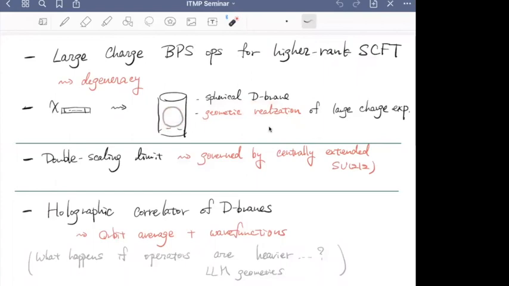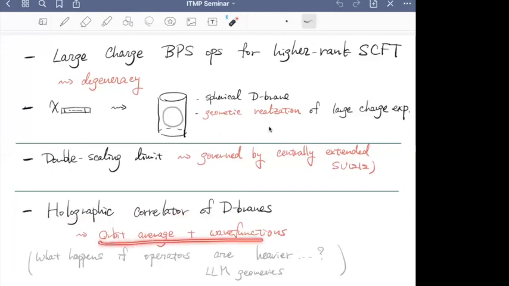Second, I talked about the double scaling limit, and I explained that the double scaling limit of superconformal field theory is governed by some centrally extended SU(2|2) symmetry, which also shows up in N equals 4 super Yang-Mills in the Penrose limit. And finally, I described the correlation function of D-branes, and I emphasized that the orbit average and wave functions are important.